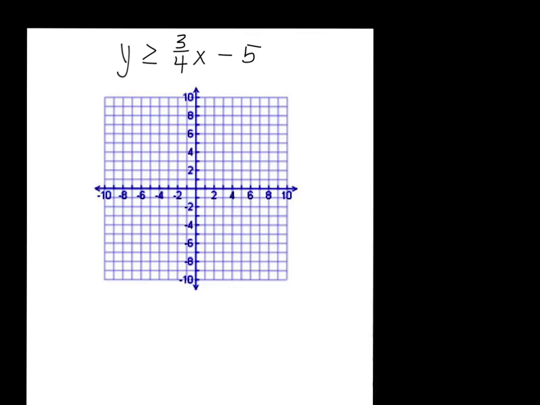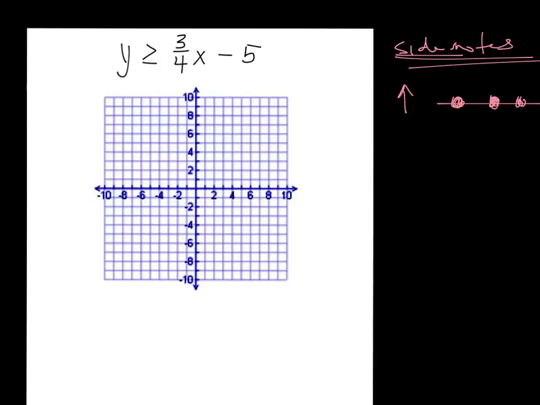The first one I have here says graph y is greater than or equal to 3/4 x minus 5. So, some side notes. There are a couple of things I know. From that previous screen, it says y is greater than or equal to. So I know right now I'm going to be shading up, and because it's equal to, I'm going to have solid points.